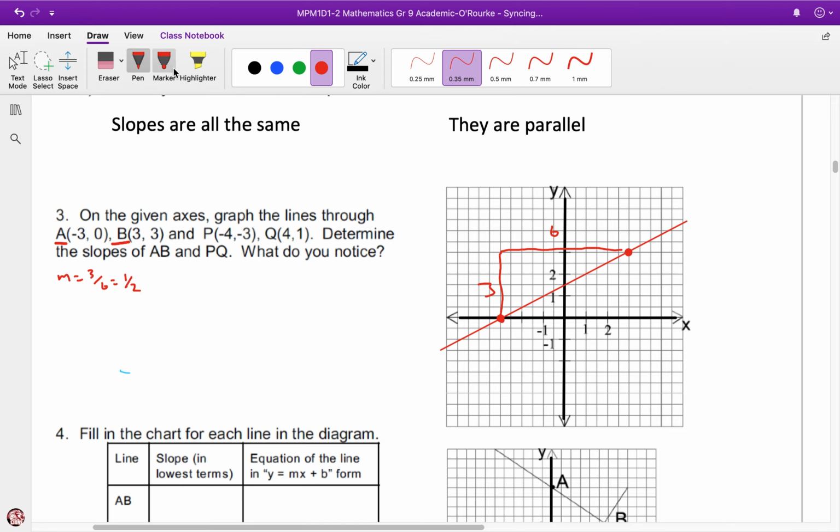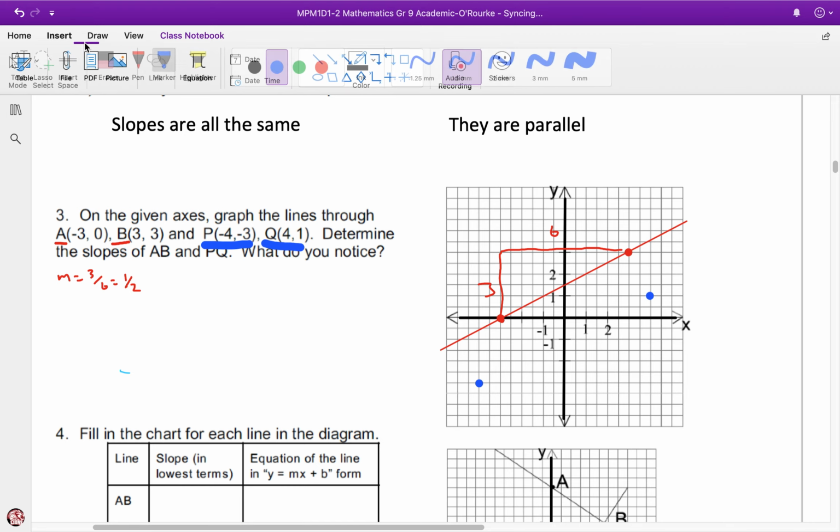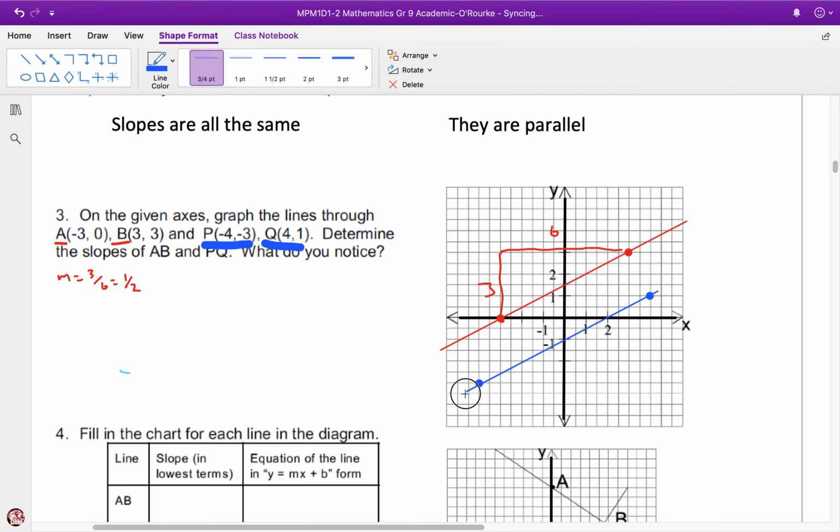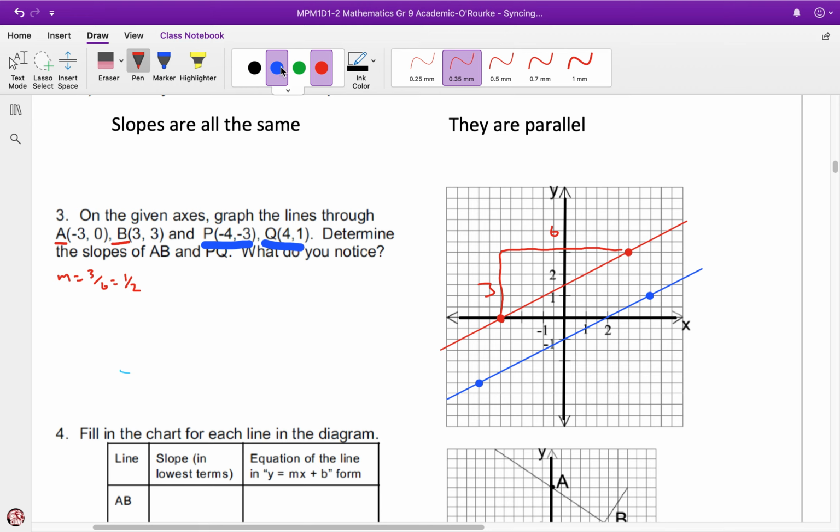Now, let's do this one in blue. Negative 4, negative 3. Negative 4 is going to be here. 1, 2, 3, and 4, 1. So 4 across, and 1 up. Let's insert my line. Then let's figure out what my rise over run is.